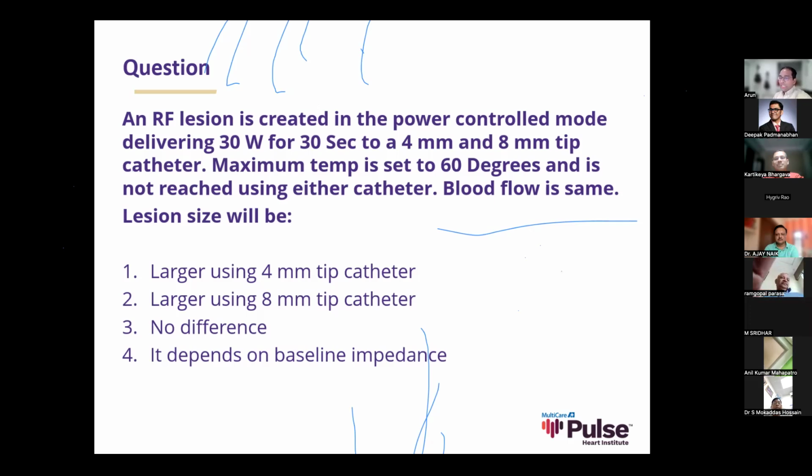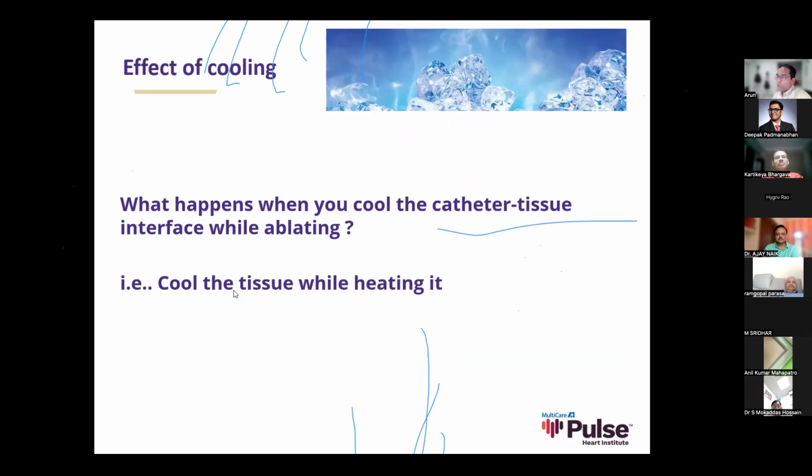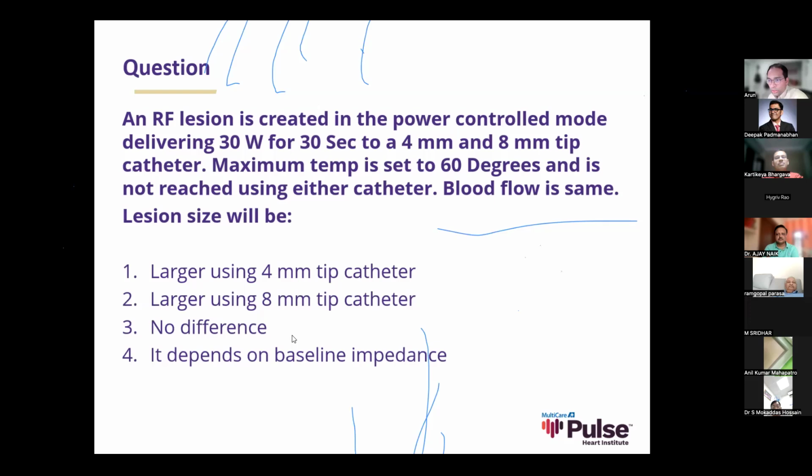Okay, so the answer is actually 4 millimeter catheter. The reason for that is an 8 millimeter catheter has a lot of advantages, we'll talk about that. The problem with an 8 millimeter catheter is that there are a lot more cooling forces on it compared to a 4 millimeter catheter. When you have more cooling forces, the energy is dissipated into the cooling, and the overall energy delivered to the tissue is actually lower.